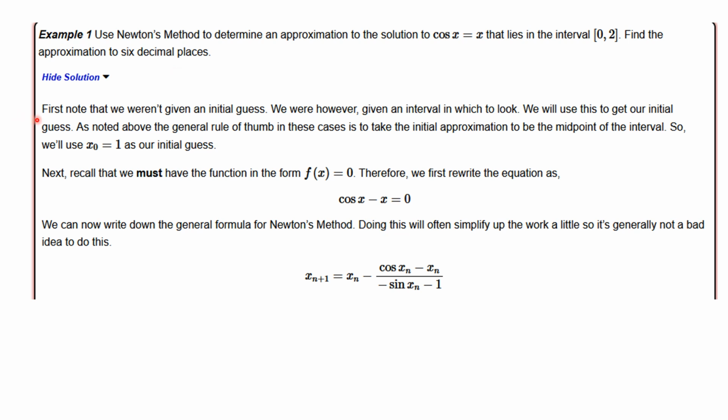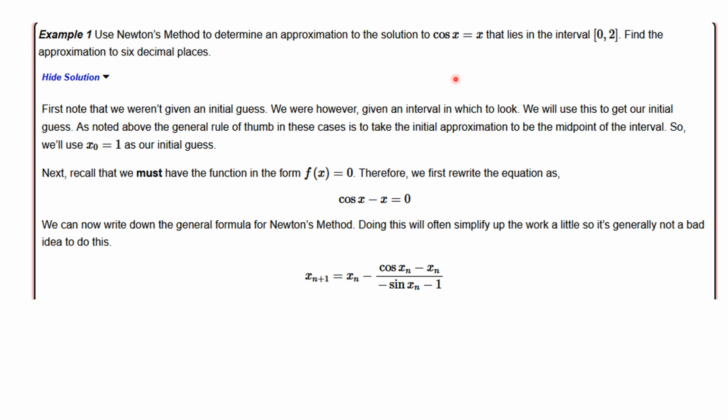First, note that we weren't given an initial guess, and one of the rules we talked about when we were doing the bisection technique is, well, the middle isn't a bad guess. So we're going to take our initial guess, x0, to be equal to 1, the midpoint of 0 and 2. Also, recall, we must have the function in the form f of x equals 0. Therefore, we first rewrite this equation as cosine x minus x equals 0.